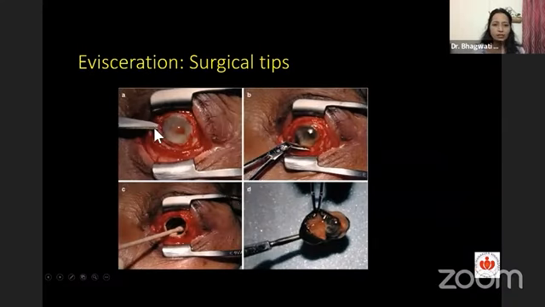For evisceration, a few surgical tips: do a peritomy, try to save the conjunctiva. And when you remove the uveal tissue, try to take it in a single bolus, try to avoid taking it in fragments. And in the end, you can apply absolute alcohol to destroy whatever small fragments are left, and always send the tissue for histopathology.